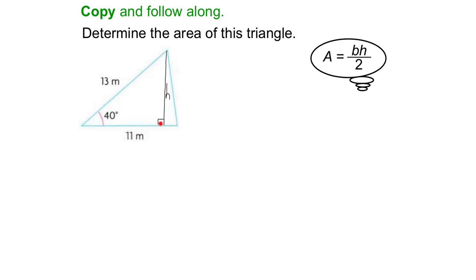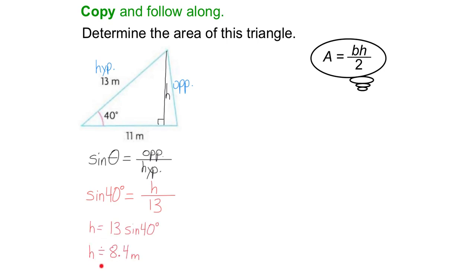This is a right triangle that I drew here. I know this angle, 40 degrees. I know the hypotenuse of this triangle, and I'm trying to find the opposite side. So if I have opposite and hypotenuse in my equation, I'm going to use the sine ratio. Sine theta equals opposite over hypotenuse. Now plug in what I know, solve for h, and now I know the height of the triangle.